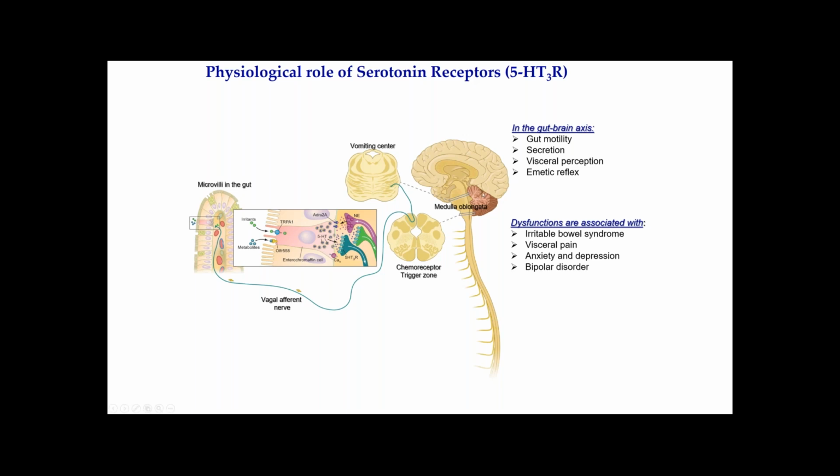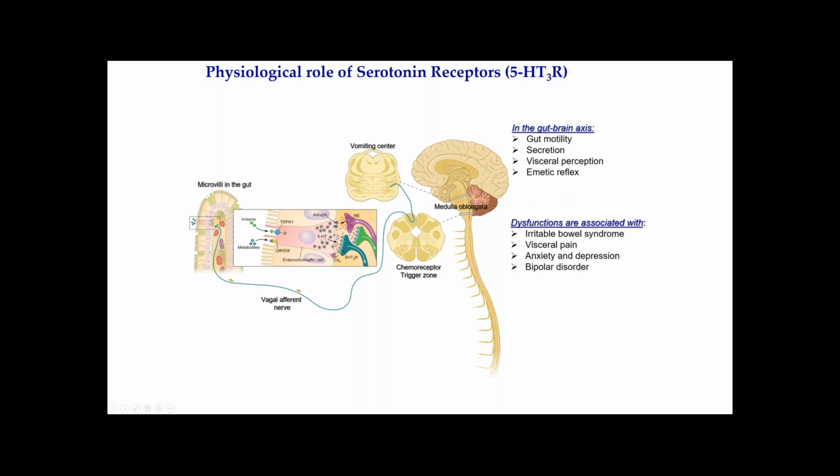And they regulate many of the gut functions, such as gut motility, secretion, and visceral perception. In addition, serotonin receptors are present on the vagal efferent nerve, also a part of the enteric nervous system, and they signal directly to the chemoreceptor trigger zone and the vomiting center within the brainstem region. Activating these receptors leads to emetic or vomiting and nausea reflexes.